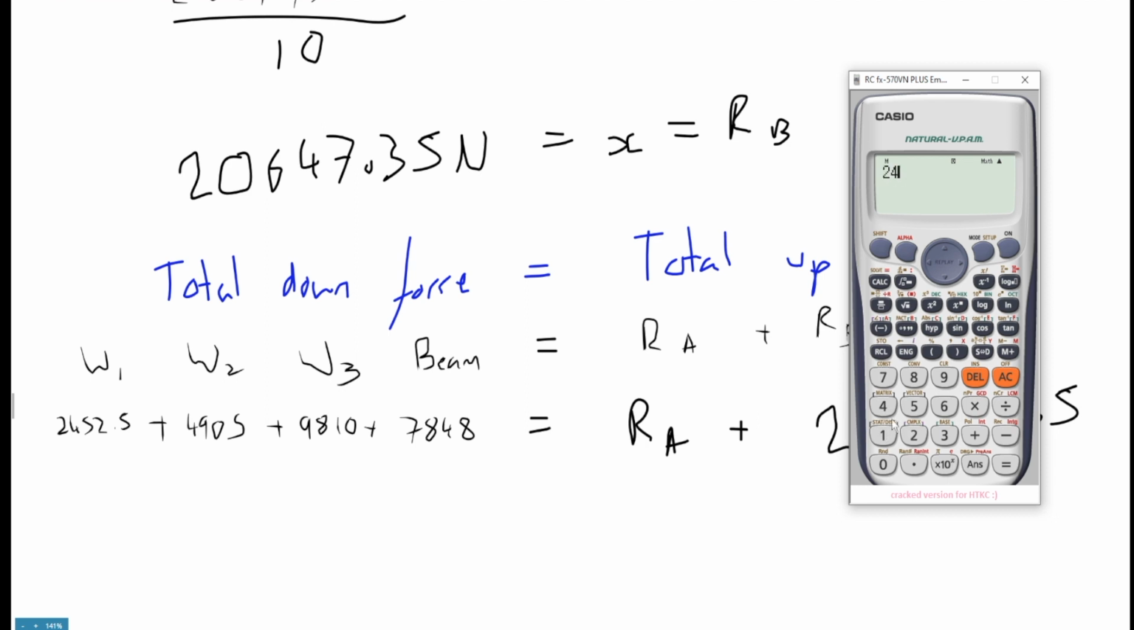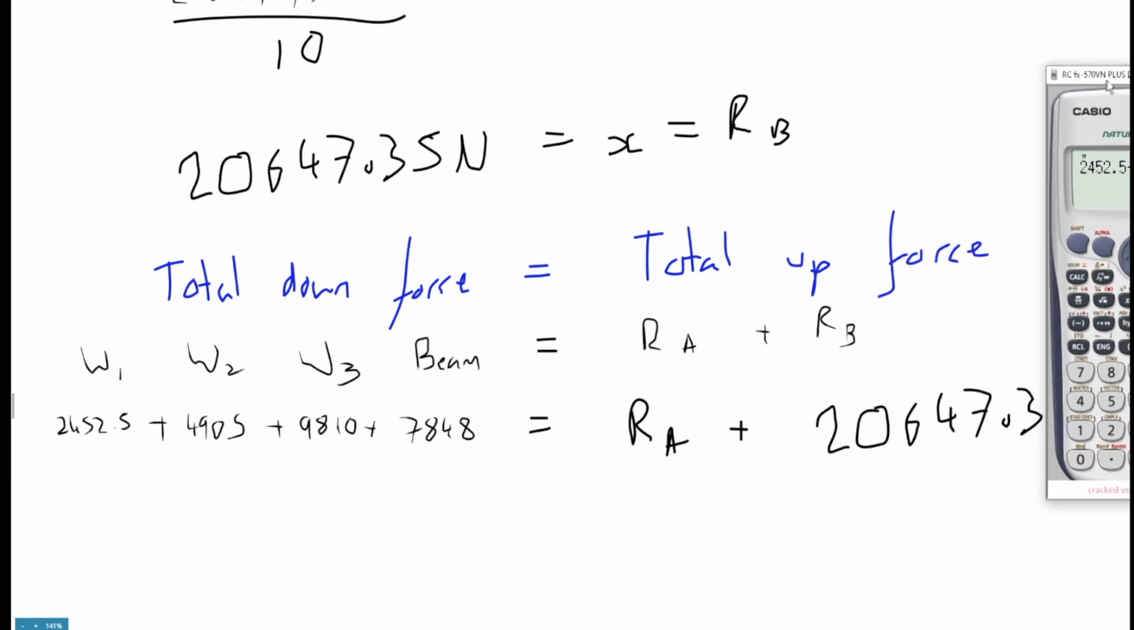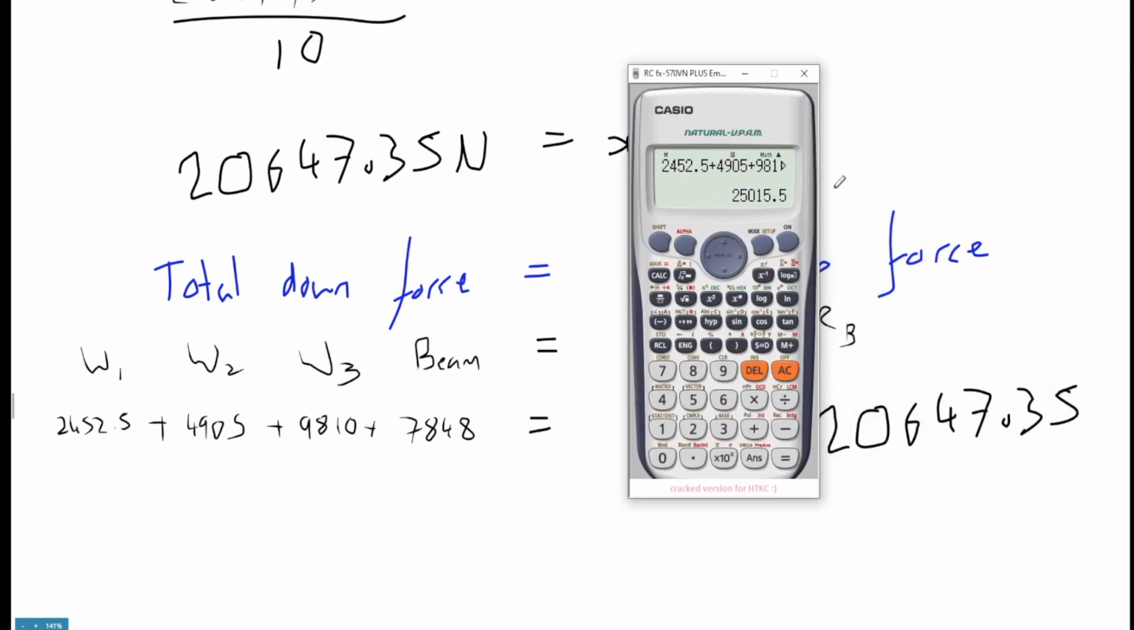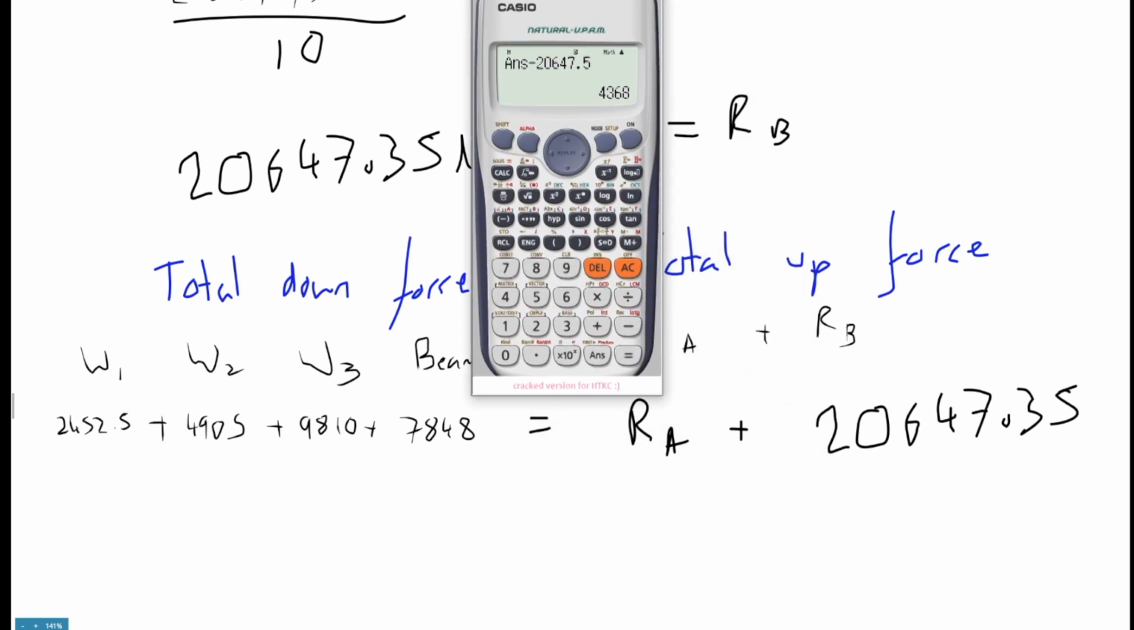So we've got 24, 52.5 plus 49.05 plus, again, checking my typing. I'm going to make a lot of typos. Be really careful about that. Plus 78.48. What do we get? 25,000. Yeah, look at that. I'm going to go minus 20. And then I'm going to subtract this number from it. So minus the 2647.5. To get 4,000. So that should be my reaction force. I just literally did this minus this.